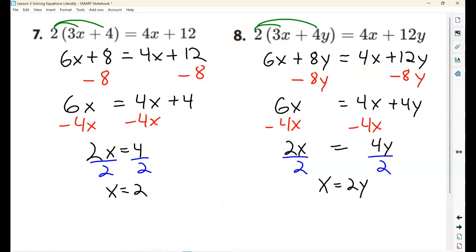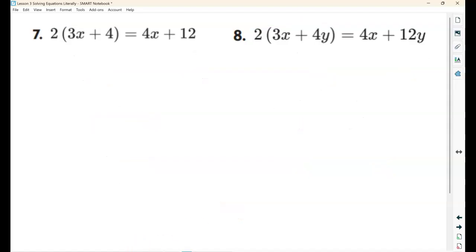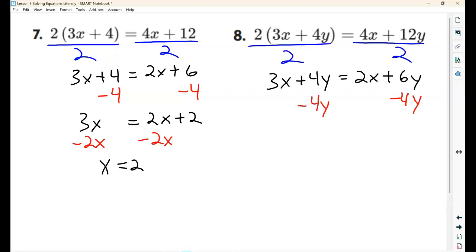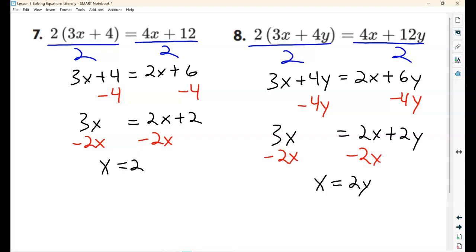Okay, and I got a little bit more time left. Let me see if I can show you the other way. In fact, I'm just going to put them all up here with everything showing here. And notice here, instead of distributing the 2, I divided by 2, subtracted the 4, and then subtracted the 2x this time. And then now I'm just left with x. So same thing with the literal equation.